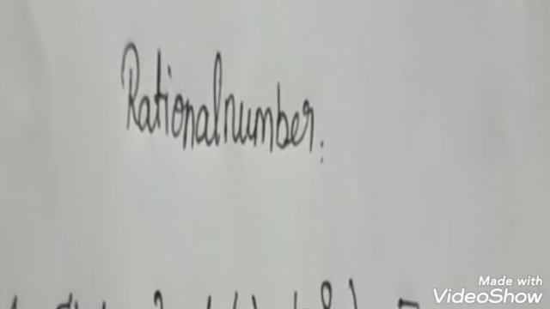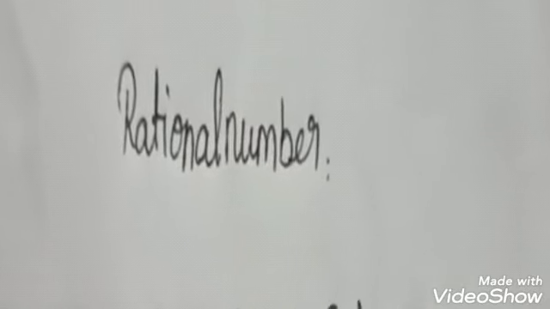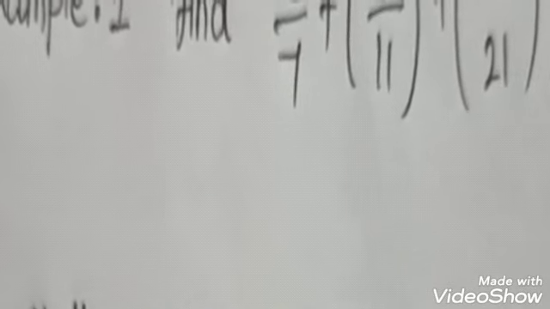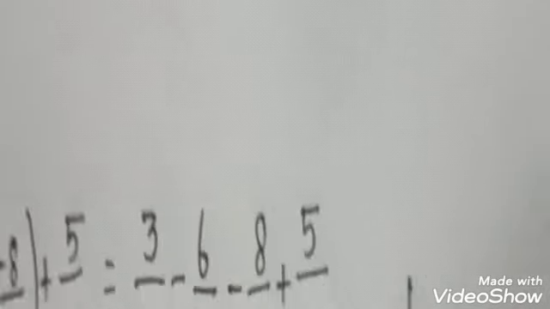So I just write the question. 3 by 7 plus of minus 6 by 11 plus of minus 8 by 21 plus 5 by 22. Here I have to multiply this plus into minus inside. We have to cancel the bracket. So 3 by 7 I keep as same. Plus into minus, minus 6 by 11, plus into minus, minus 8 by 21, plus 5 by 22. Here you have to observe 7, 11, 21, 22 are all different denominators. So because of that I have to take the LCM.